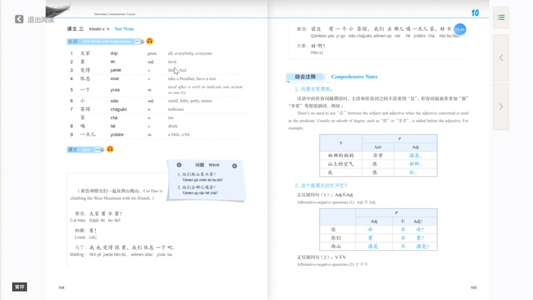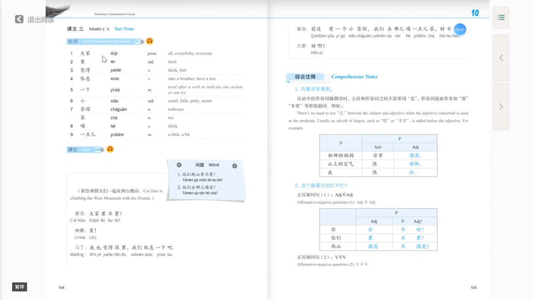累, are you tired? 你累吗? So we can use this yes or no question, 你累吗? And also we can make an affirmative negative question. So instead of 你累吗, we can say 你累不累? Because this is not a yes or no question, we don't use ma at the end. So please pay attention to this point. Okay, so 你累不累? We never say 你累不累吗.